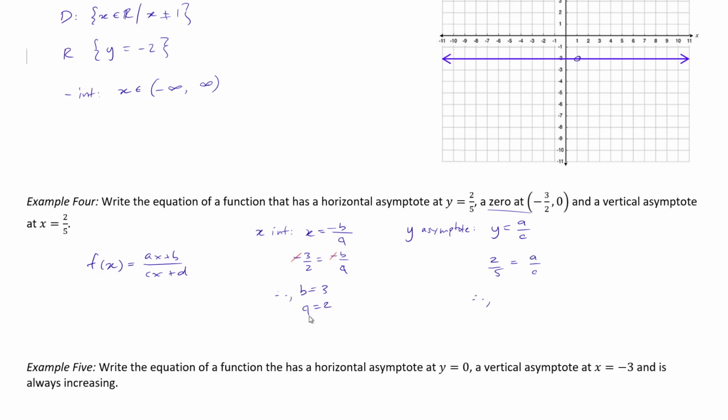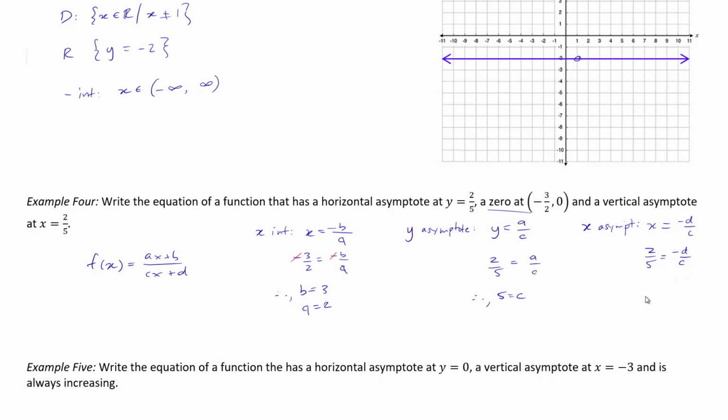Therefore, I know a was already 2 because I had it down there. Therefore, 5 is equal to c, right? Okay, I've got a, b, and c. Now to just find d, and d is given by the vertical asymptote, right? So the x asymptote is given by the equation x is equal to -d over c, and so I have there 2 over 5 is equal to -d over c.